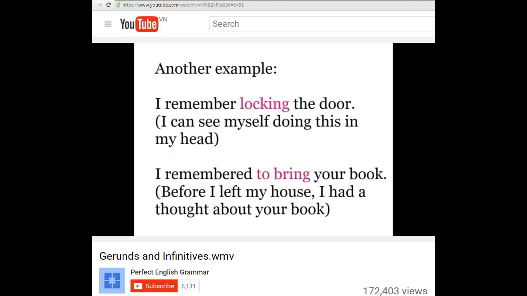Here's another example. I remember locking the door. This means I can see myself doing this in my head. I remembered to bring your book. Before I left my house, I had a thought about your book, and so I put it in my bag.